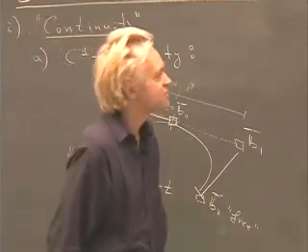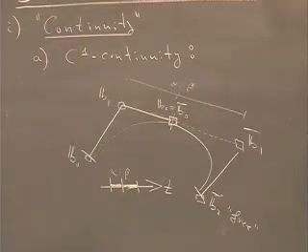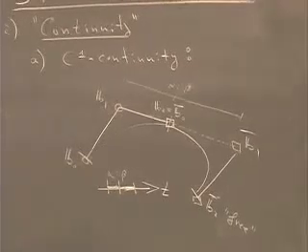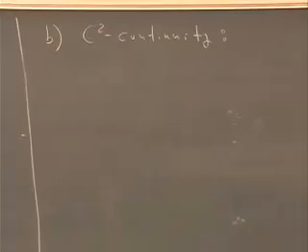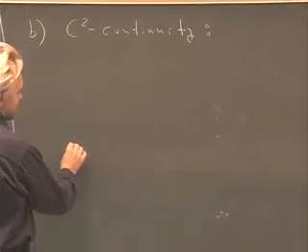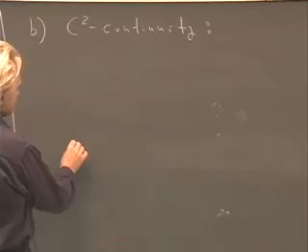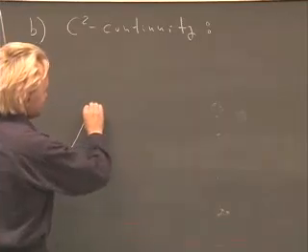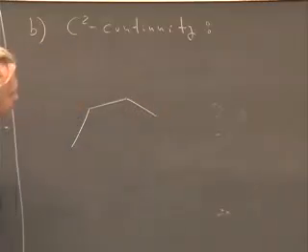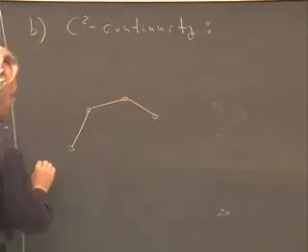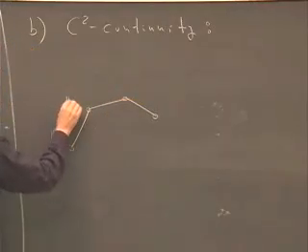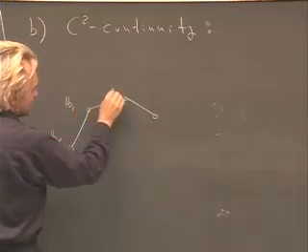Then that was A, so B has to be about C2 continuity. C2 continuity. And this will be the fundamental concept for the cubic spline. So let me start with a cubic curve on the left. So here I choose to have 4 control points, B0, B1, B2, and B3.